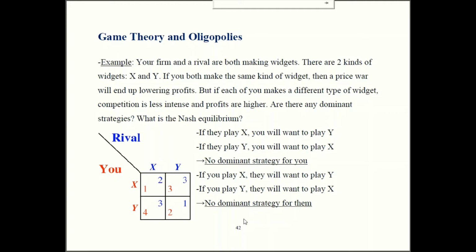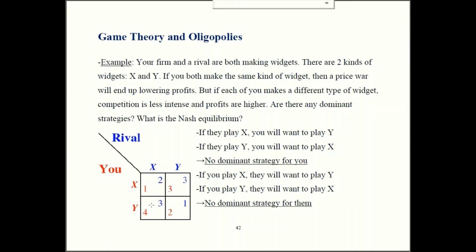So let's look at things from your point of view first. What if you think they're going to play X? They're going to make X widgets instead of Y widgets. If you also play X, then your profits are here in red. They're going to be 1. If instead you make Y widgets while they're making X's, your profits are going to be 4. You'd rather have bigger profits, so if you think they're going to play X, you're going to play Y.